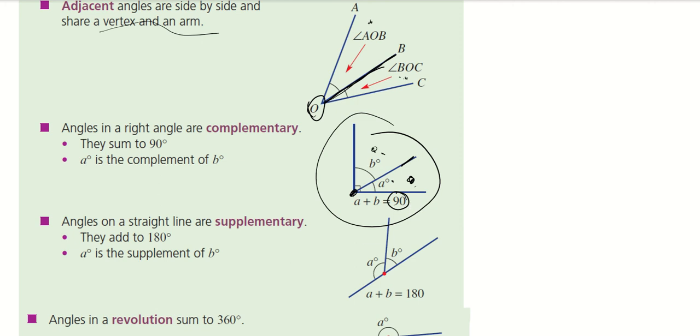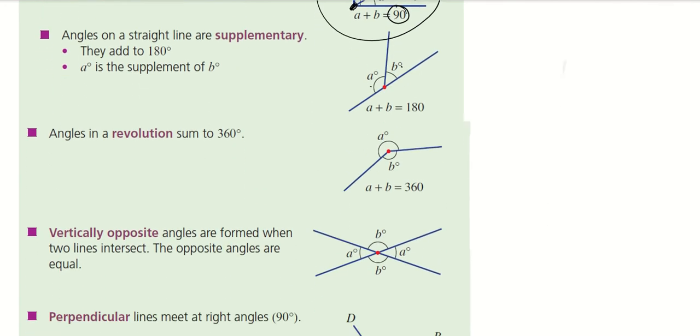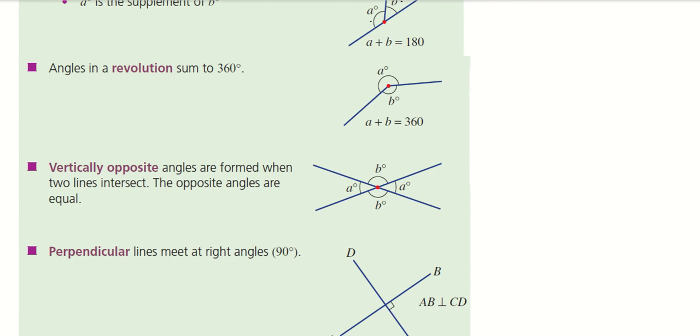And supplementary lines are very similar, except they add to 180. And that's even probably more important because you have straight lines all over the place. So whatever the angle leaves behind is a straight line. So A and B together equal 180. Angles in revolution, we just talked about that. That's the sum to 360.